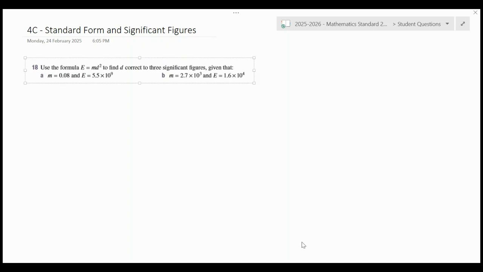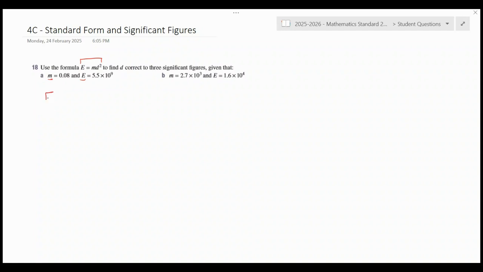Okay, question 18. This is in 4C, so standard form and significant figures. Let us have a look at this. So the first thing you've got to do is work out, well, what have they given us? They've given us m and e. So we've actually got this as e equals md squared. The trouble is d is not our subject, whereas d is what we need to find here. So this is that whole begin with the end in mind. So we want d to be our subject.